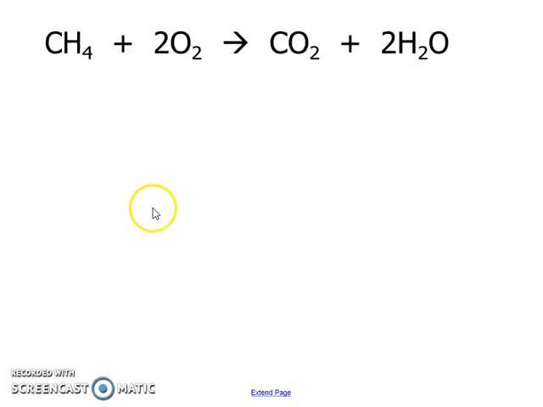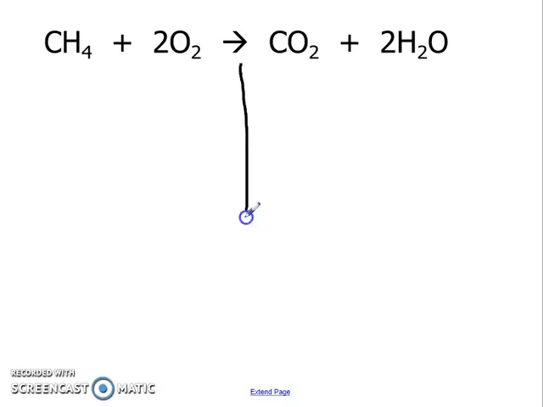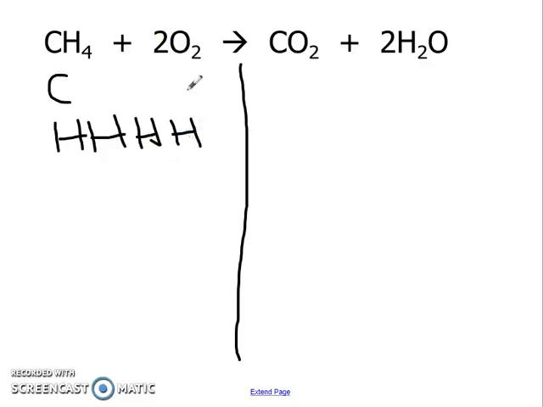Let's look at another example. If we have CH4 plus 2O2 turning into CO2 plus 2H2O, our first step is going to be to find our arrow, and we're going to draw a line to divide it. We have CH4, so we have 1 part carbon, we have 4 parts hydrogen, and then 2O2. So we not only have a coefficient, but we also have a subscript. So we're going to multiply those two numbers. So 2 times 2, we have 4 parts oxygen.